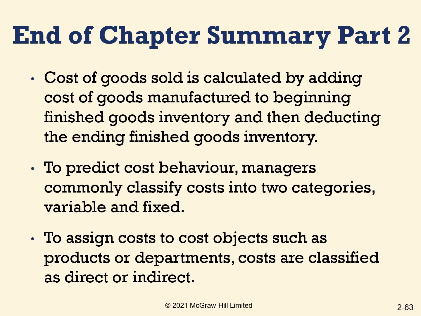Cost of goods sold is calculated by adding the cost of goods manufactured to the beginning finished goods inventory and then deducting the ending finished goods inventory. Remember that formula we went over? To predict cost behavior, managers commonly classify costs into two categories, variable and fixed. To assign cost to cost objects such as products or departments, costs are often classified as direct or indirect. So that is the end of chapter 2.